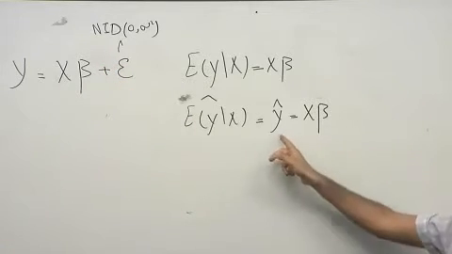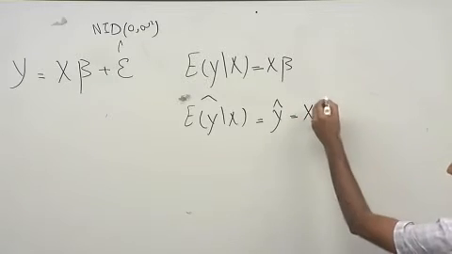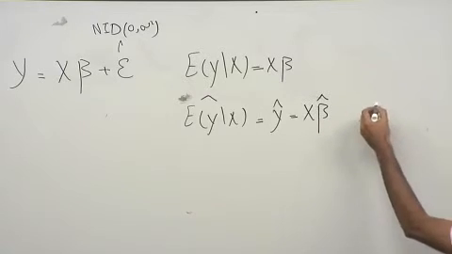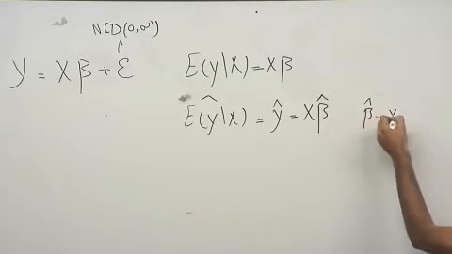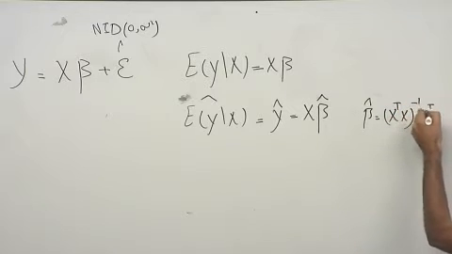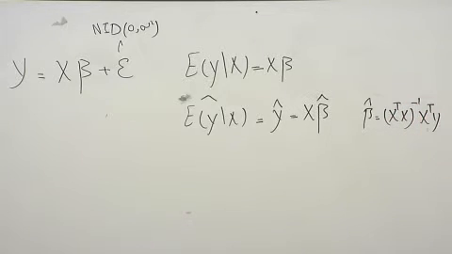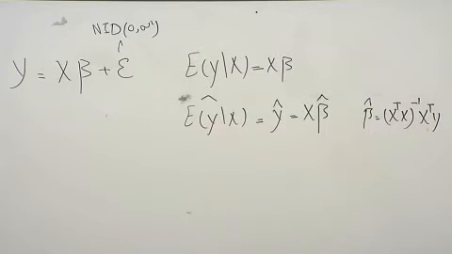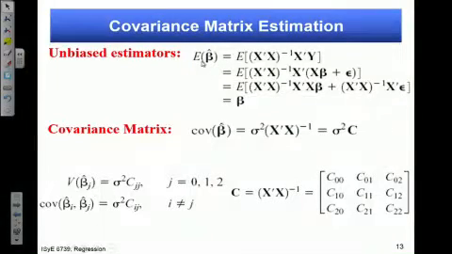And what we are estimating as y hat is basically this guy, x times beta hat. And this beta hat is basically x transpose x inverse x transpose y. Okay? So what we are estimating is the estimation for the conditional expected value. Okay? That's what we are doing. And we said, okay, there are some nice properties for this estimator. One of them is the expected value of beta hat is beta. Okay? So it's an unbiased estimator.